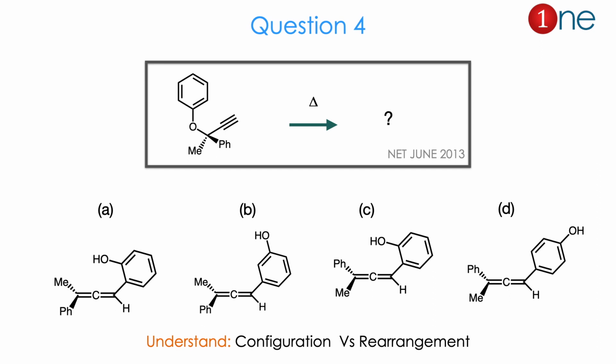They are asking what really happened to the methyl and phenyl there, whether the configuration is changed or not, and whether the OH position is also different, whether it is ortho, meta or para. So from the reactant to the product, you might realize that the question is really about configuration versus rearrangement, whether the configuration changes or not during the rearrangement. The answer is A. Let us see how.